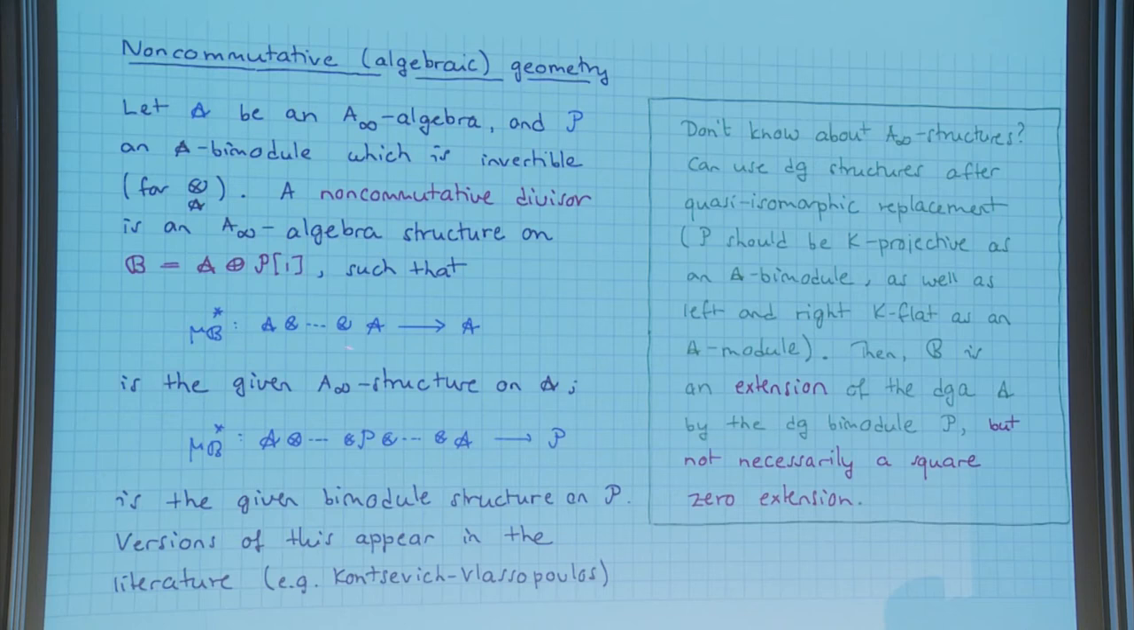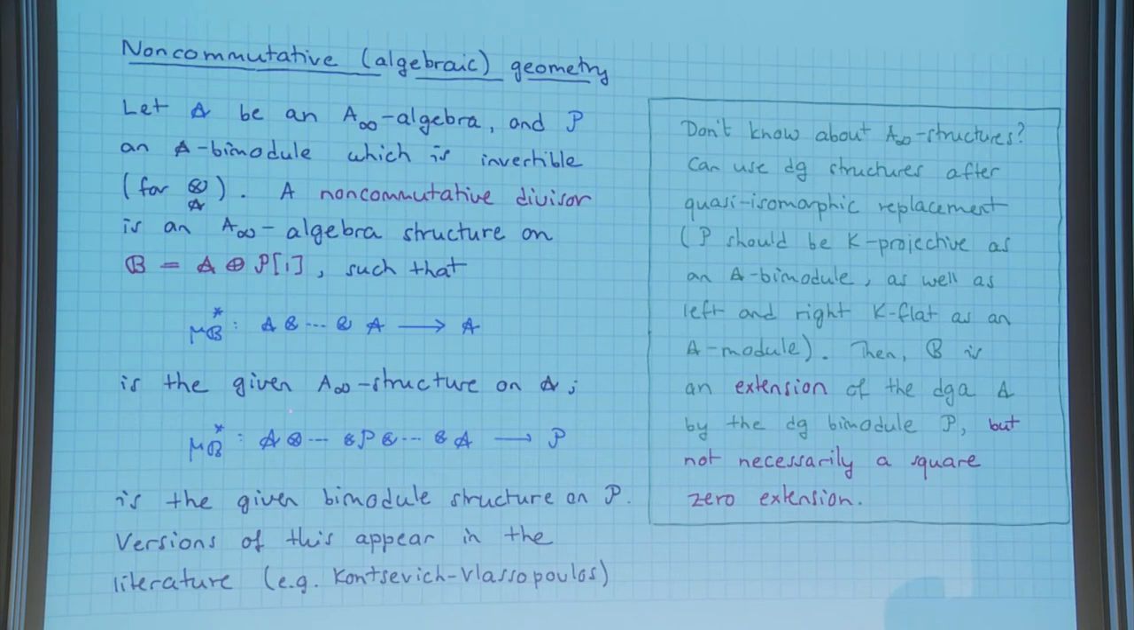So what I want to do now is make an extension. So I take A, I add P, shift it down in degrees by 1, and I want to make this into an A-infinity algebra. Okay? And this I will call a non-commutative divisor. There are some conditions that I want to have. An A-infinity algebra is given by multilinear operations on B. My first condition is that it has to have something to do with the original A. So if you take your multilinear operations and all your inputs are in A, then your output is in A and it recovers the original structure of A. Okay, so A sits inside there.